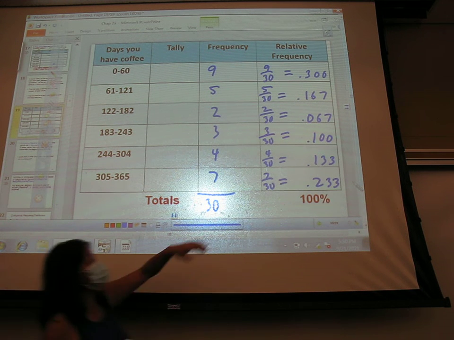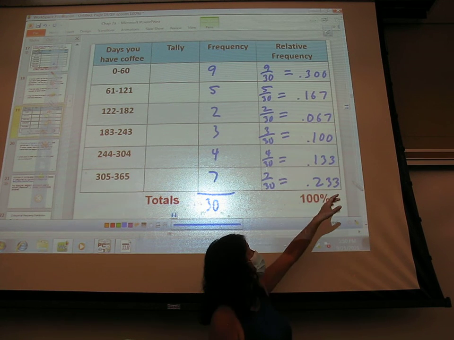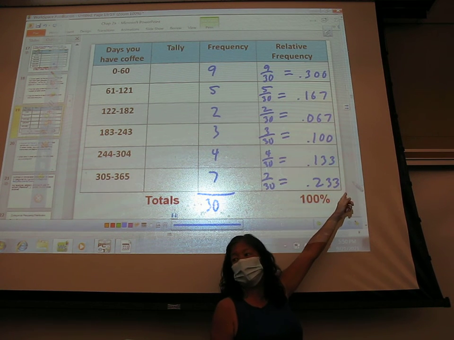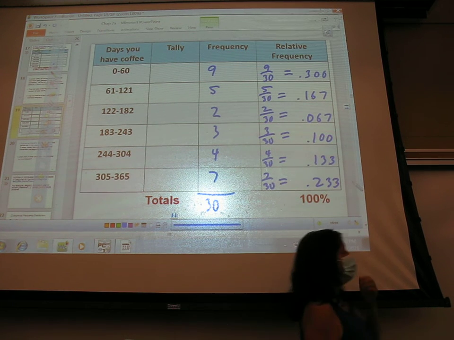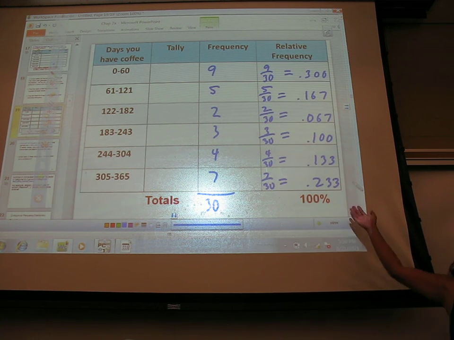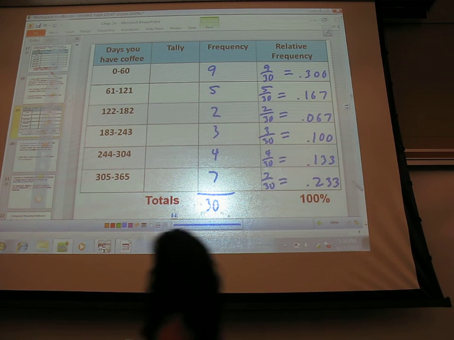When you add all these up, they should equal 1 or 100%. Sometimes they'll be off a little bit because of rounding. They might be off by like 1 decimal place, possibly. But you know it really adds up to 100%. All right, good deal. Excellent.